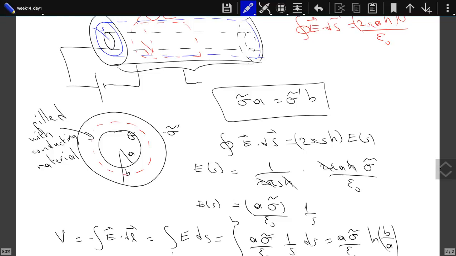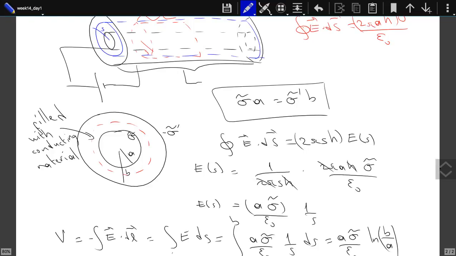B is larger than A, so sigma tilde prime, which is the surface charge density outside, is smaller than the surface charge density inside. Of course, if these were spheres rather than cylinders, then I would get sigma times A squared is equal to sigma prime times B squared. So the idea is sigma times the area of this inner cylinder should be equal to sigma tilde prime times the area of the outer cylinder.